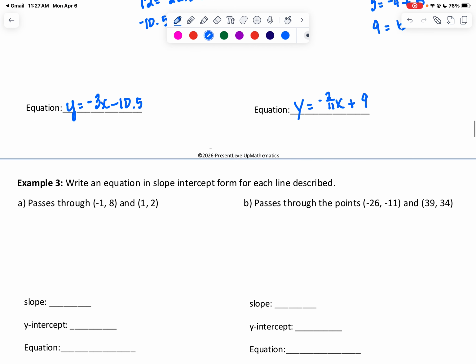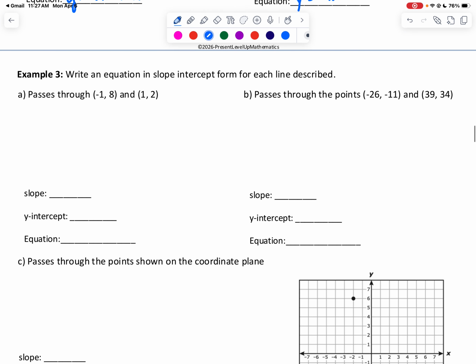All right, example 3. Write an equation in slope-intercept form for each line described. In problem A, it said the line passes through the 2 points, (-1, 8) and (1, 2). If you look at this problem, they did not give you the slope or the y-intercept. So we'll have to find both.